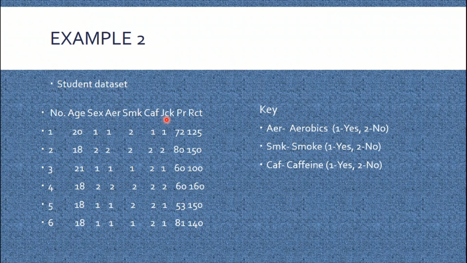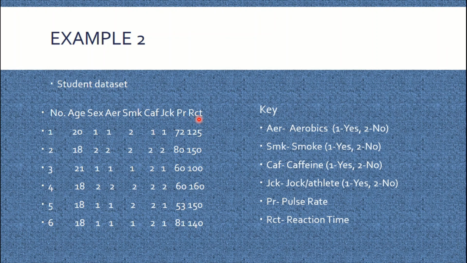JCK represents joke or athlete, with 1 representing yes, that the male students were athletes, and 2 representing no, that they were not athletes. PR represents the pulse rate of the students, which was recorded in that column, and RCT their reaction times.